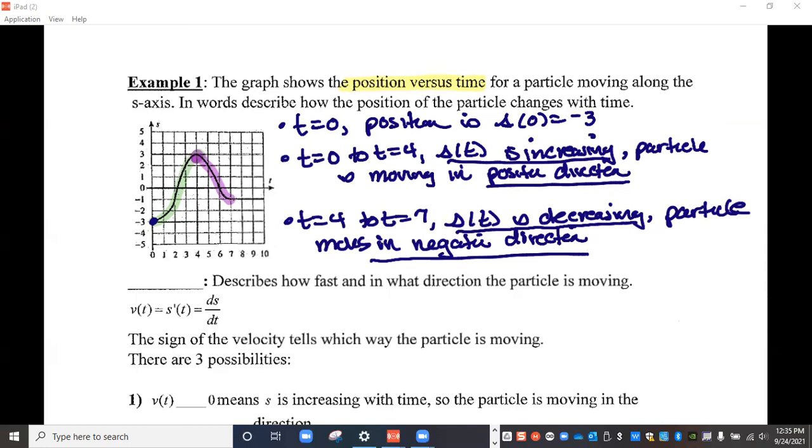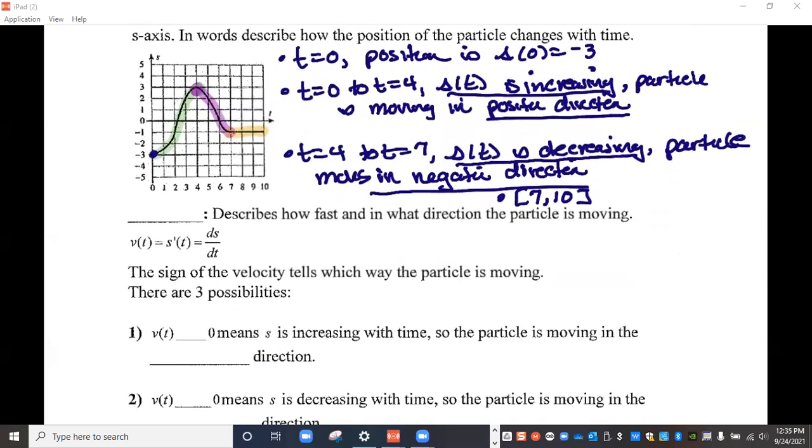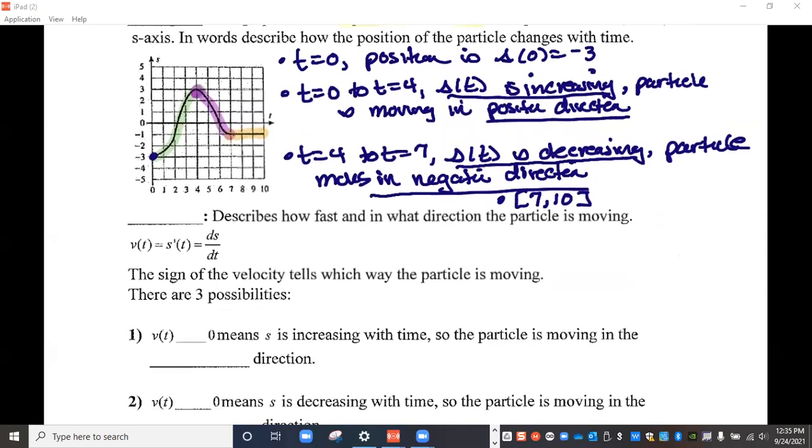So what's happening from t is equal to 7 to 10? Constant. If you want to write it like that, that's absolutely fine, from 7 to 10. I think that's what you were saying, Addie, right? So from 7 to 10, again, S of t is constant. So what does that mean? What's happening with the particle? It's not moving, it's at rest.